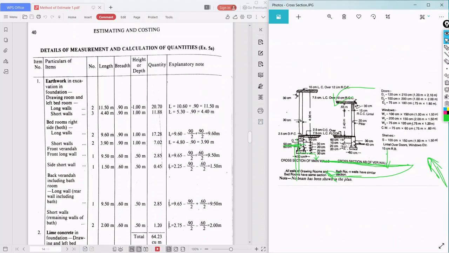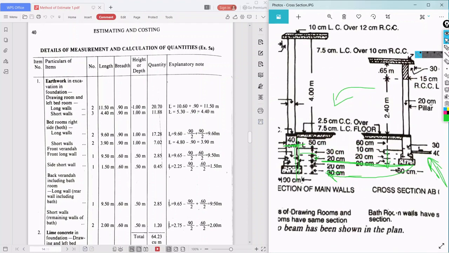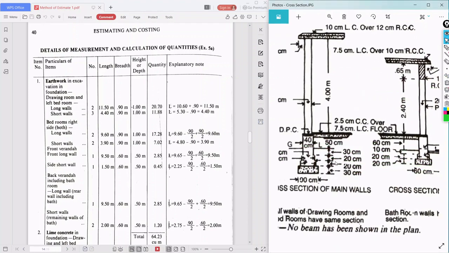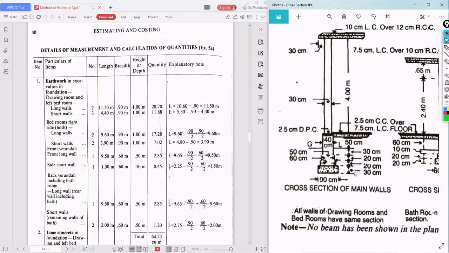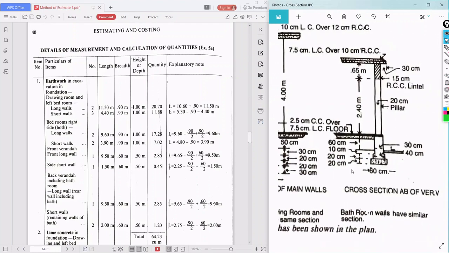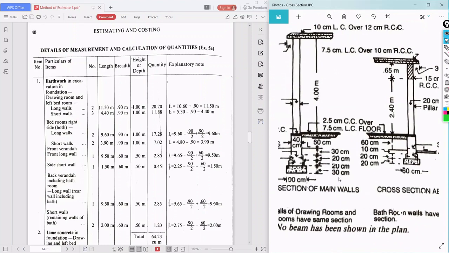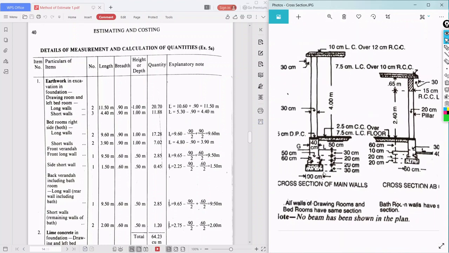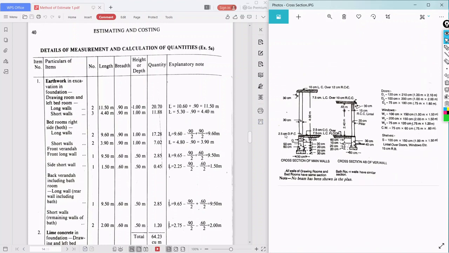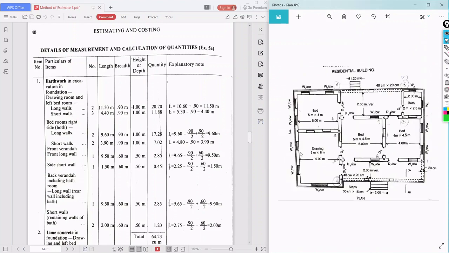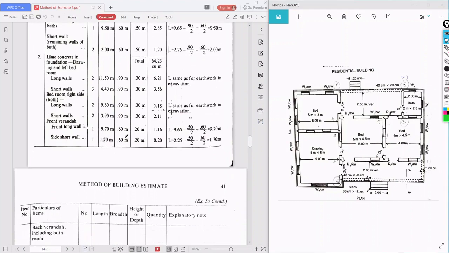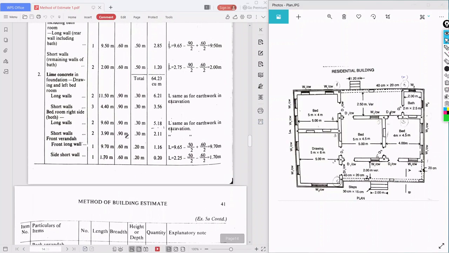Fine. Then what observation can we make? See here. The CC bed is what? 30 centimeter height, and here 60 centimeter is the width and 20 centimeter is the height. Okay, so with this we are going to do the lime concrete.